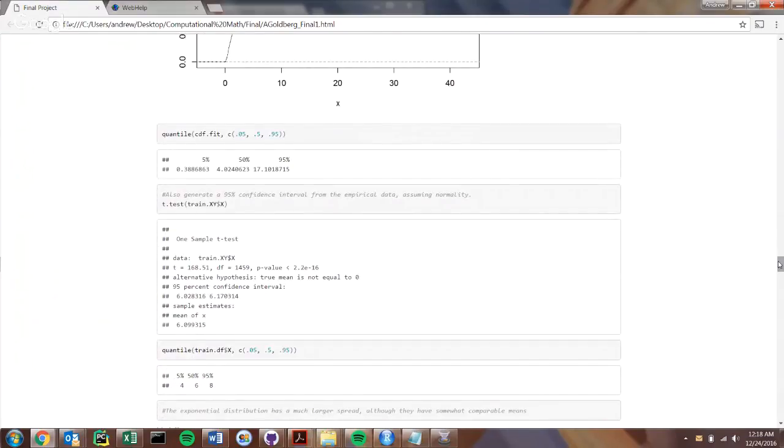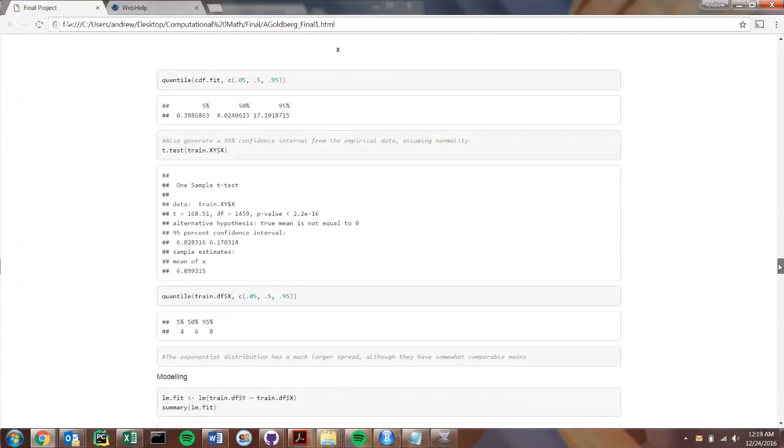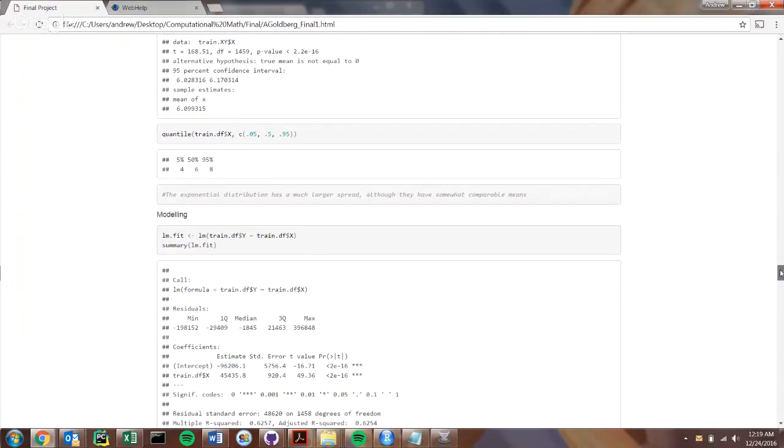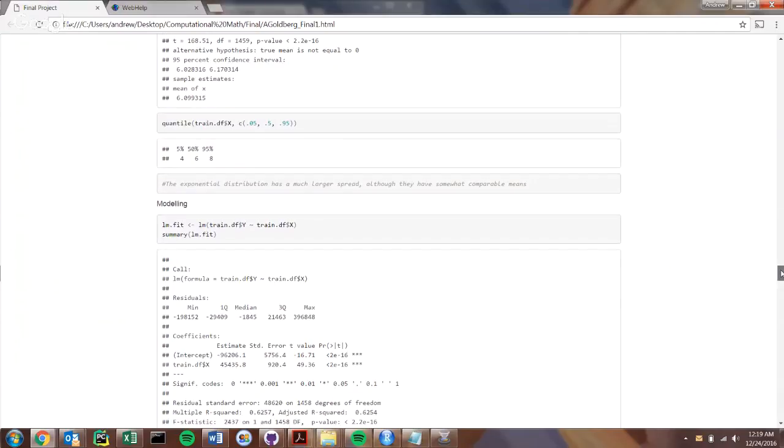To generate a 95% confidence interval from the empirical data, assuming normality, we use a t-test. The mean is about 6. The 95% confidence interval is from about 6.02 to 6.17, with the quantiles at about 4, 6, and 8. We can see that the exponential distribution has a much larger spread, although they are somewhat comparable means.